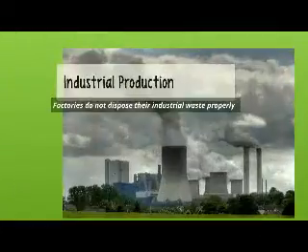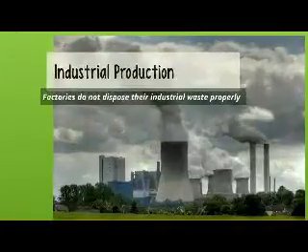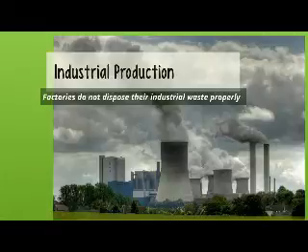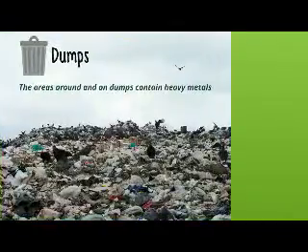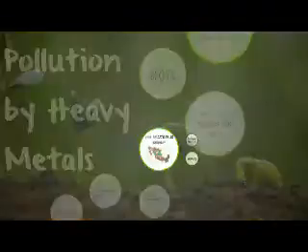Number 2. Industrial production. Oftentimes, factories don't dispose of their industrial waste properly. As a result, heavy metals get released into the environment and contaminate our soils, which become unusable and unfertile. Number 3. Dumps. Dumps and areas around them have a high toxicity level. Through waste combustion, the heavy metal cadmium is able to reach the soil and can be accumulated in plants and in human organisms.